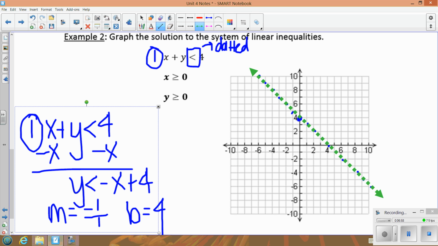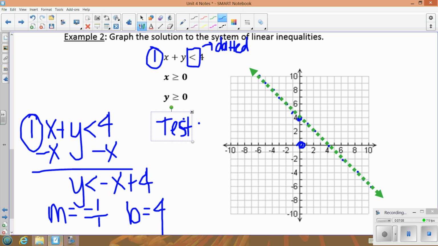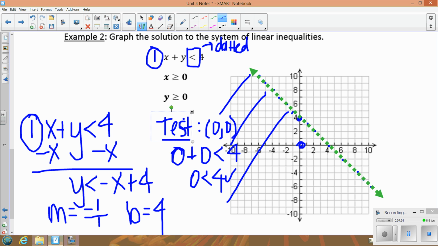So now I'm going to say, well, 0, 0 is a point that's not on this line. So let's test 0, 0. I'm going to plug it right into the original. So 0 plus 0 is less than 4. You can plug it into the original or you can plug it into your new y less than inequality, that's fine. Doesn't matter. So 0 is less than 4. That's true. So that means I'm going to shade over 0, 0.